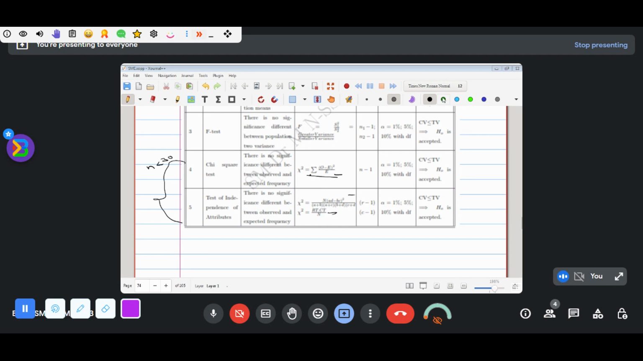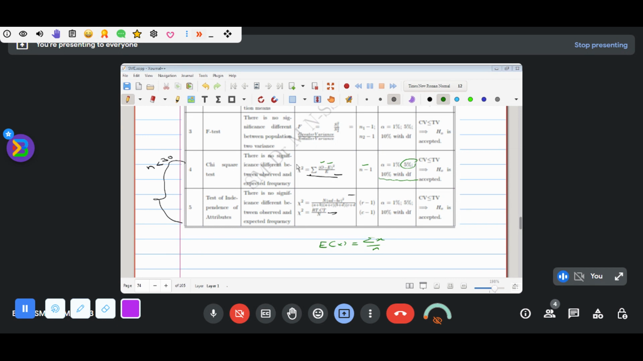So what do you mean by the new notation O and E? O is called the observed value and E is called the expected value. Already you know E is called the expected value, meaning E of x, which is the mean. Degrees of freedom is n minus 1, and this is the level of significance with the table. Maybe you select 5% if not given in the question paper. Suppose it is given in the question paper, use it with the corresponding degrees of freedom, and this is the conclusion.